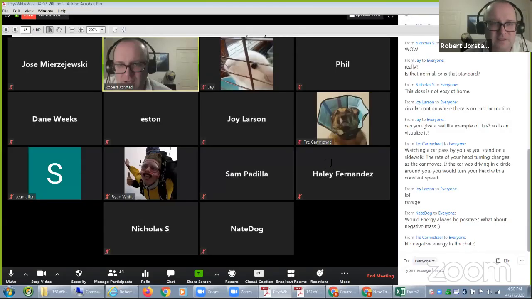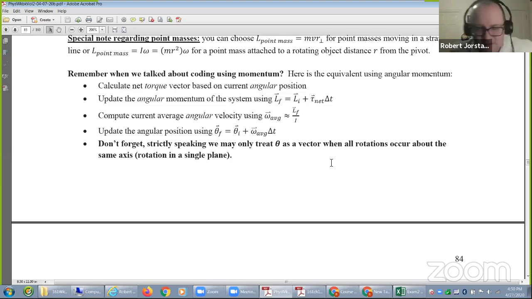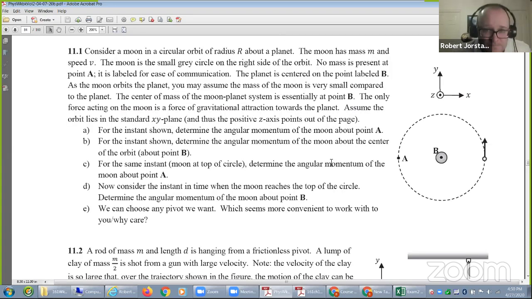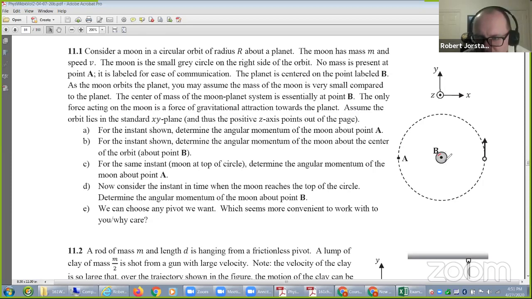let's start with 11.1. All right, so let's take a look at this one. You have a moon in a circular orbit about a planet. The moon has mass m, speed v. Okay, so let me make sure here. Okay, so this is the planet. And then over here, this guy is the moon. All right, and it's going with speed v, and it has mass m. Got it. Okay.